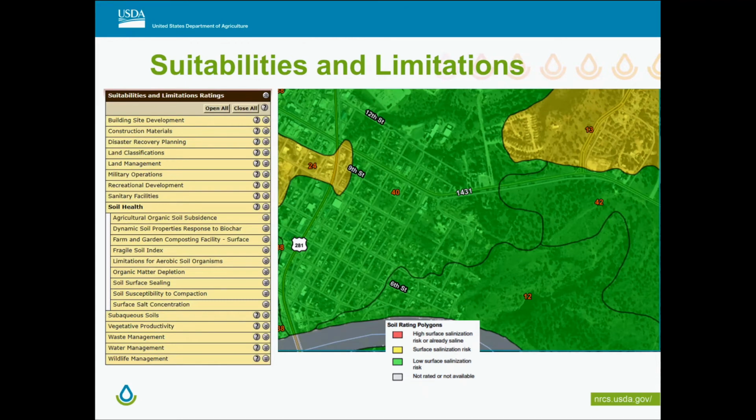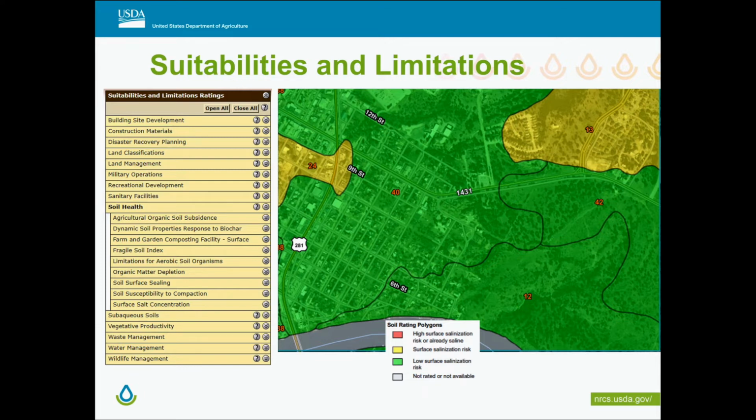Okay, so suitabilities and limitations are how we refer to what the soil can be used for. This is a thematic map, and the interpretation I pulled up here was soil salinization. You've probably heard of soil salinization. This is a big problem in agriculture settings around the world. What we're looking at here is an example of surface salt concentration based on the soil survey.